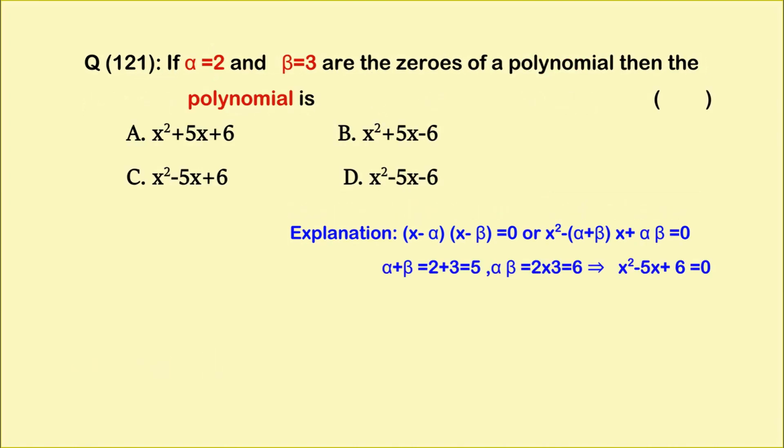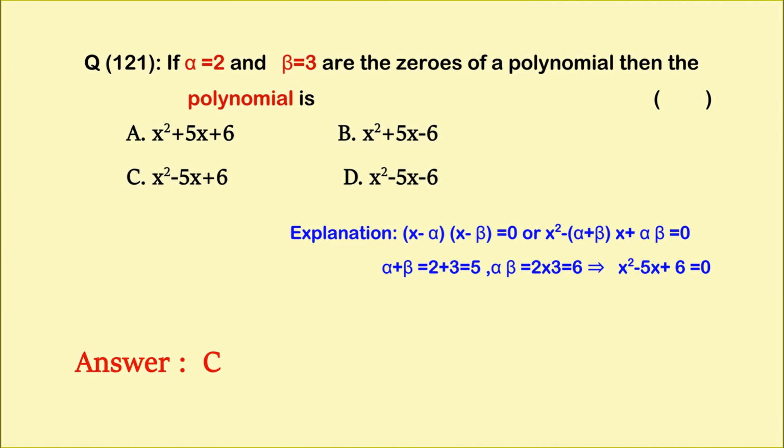Question number 121. If alpha is equal to 2 and beta is equal to 3 are the zeros of the polynomial, then the polynomial is. If you substitute the values of alpha and beta in x minus alpha into x minus beta is equal to 0, we'll get x square minus 5x plus 6 is equal to 0 is the right answer. So the right answer is C.